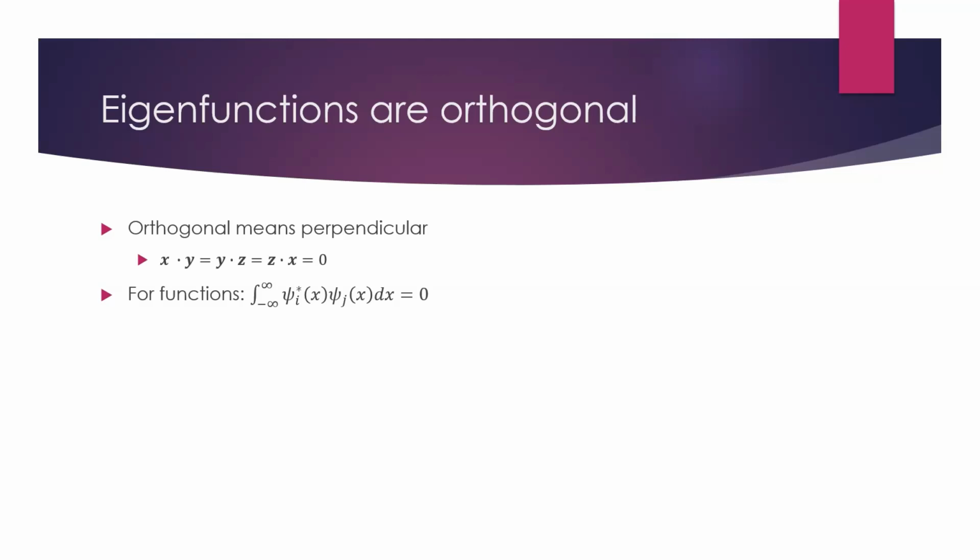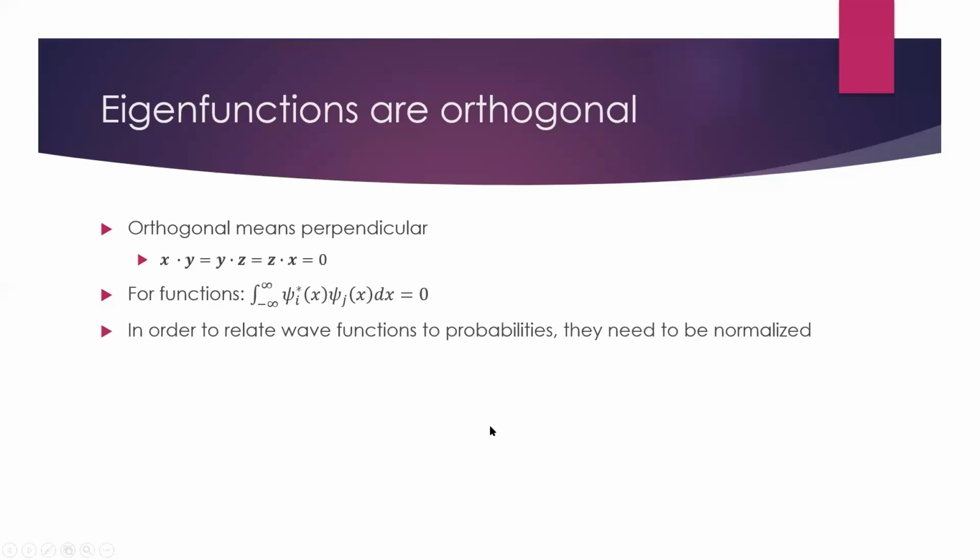Remember, one of the things we want our wave functions to do is mean the probability of observing some observable. For that, we have to set our wave functions to mean something in terms of probability. Like we talked about last time, probability is a number between 0 and 1. The way we do that to wave functions is we normalize them. I mentioned this last time, and I'll go through it in a little bit of detail here.